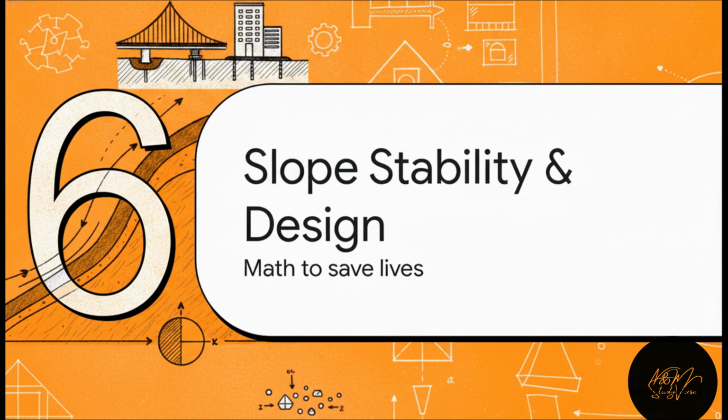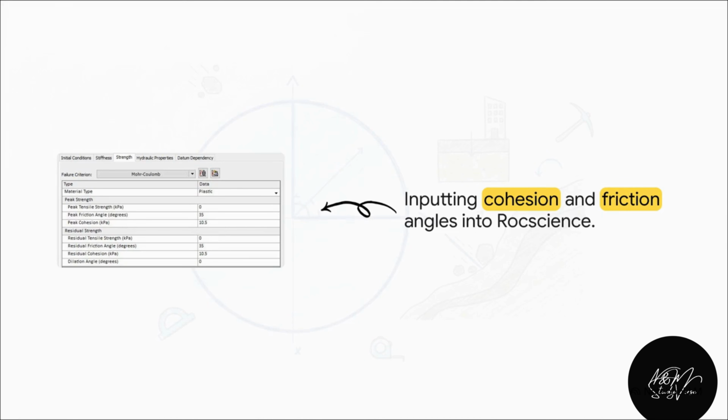Section 6. Slope Stability and Design. Applying math to save lives. Let's zoom back out to the macro level. Today, engineers aren't exactly sitting around drawing these circles by hand on drafting paper.